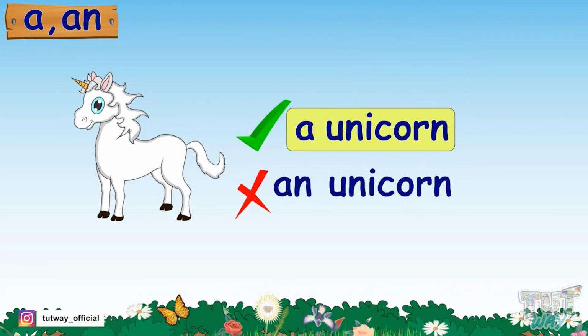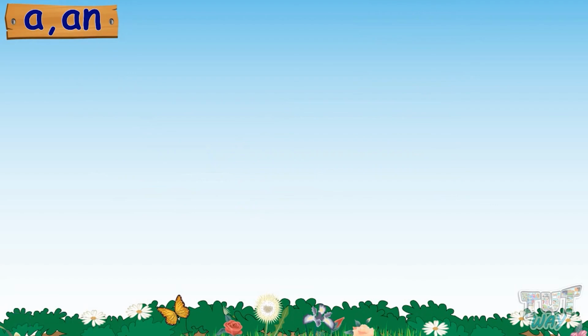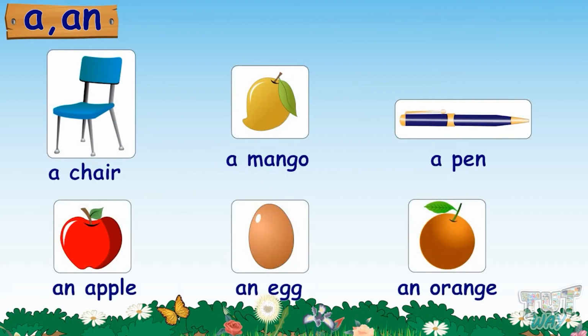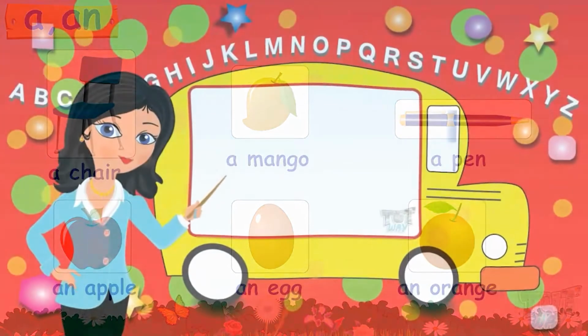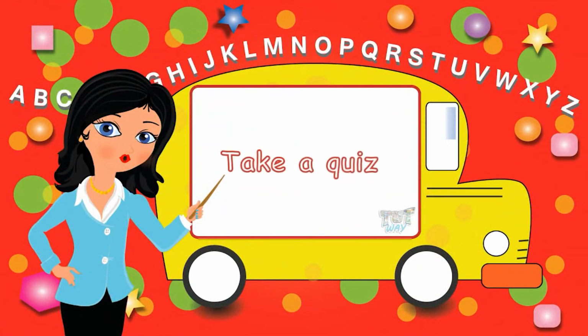We say a unicorn. So kids, today we learned a lot about how to use a and an. Now you may go ahead and take a quiz to learn more.